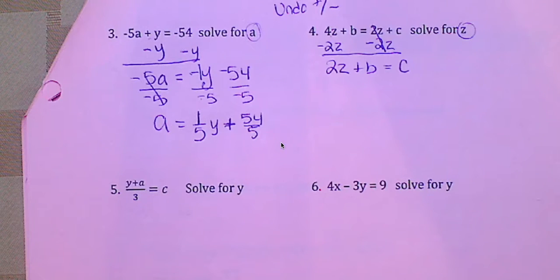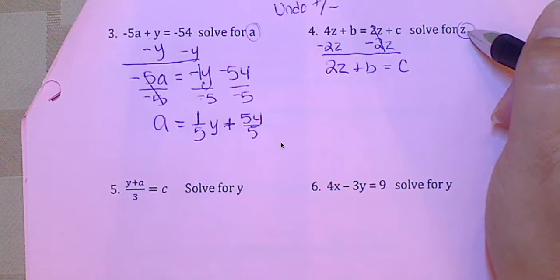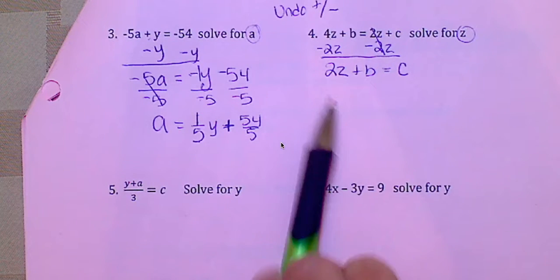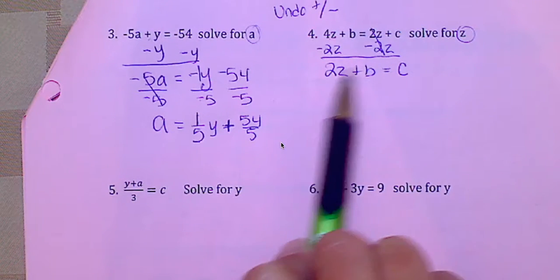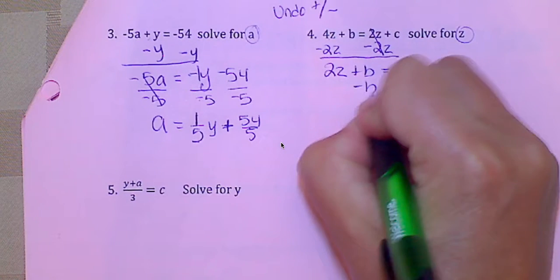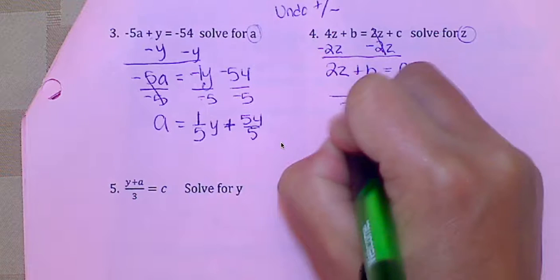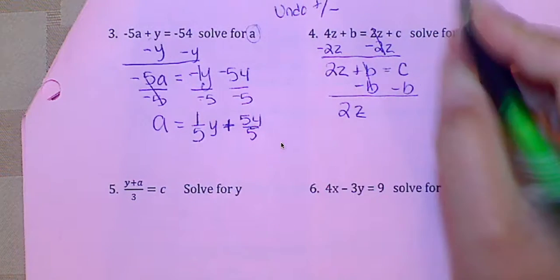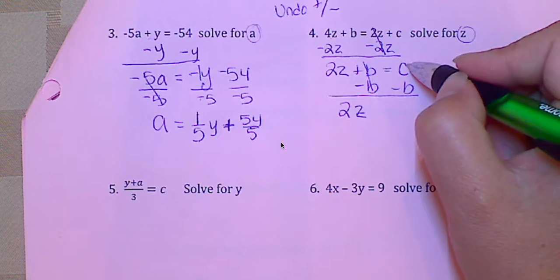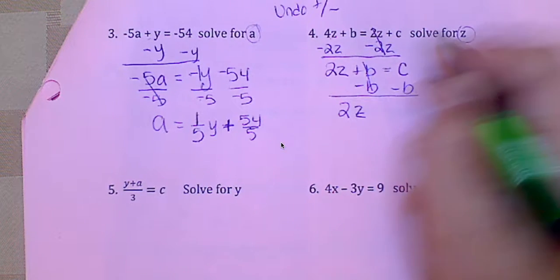All right, then we refocus. We're still solving for z. So we want to undo addition and subtraction, not the thing attached to the z, but the other thing, the b. So instead of adding b, we will subtract b from both sides. So we get 2z. These drop out. And these are both variables, so you can write them in any order you want. So it kind of makes more sense to write c minus b.